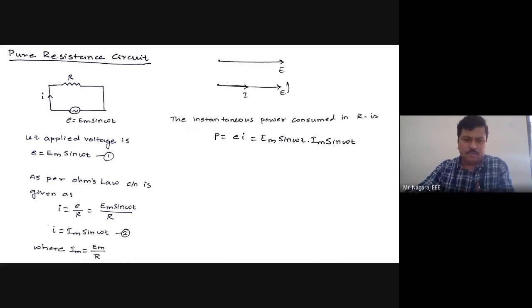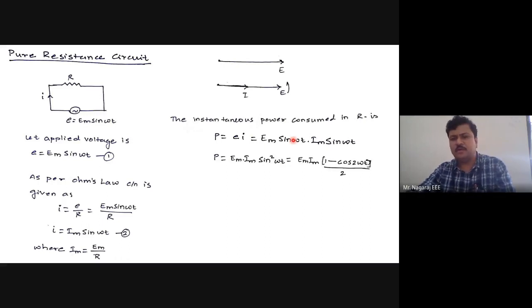So the instantaneous power is given by E into I, where E equals Em sin omega t, and I equals Im sin omega t. So I can write it as Em Im sin square omega t. But I have a formula for sin square omega t, that is (1 minus cos 2 omega t) by 2. So I will substitute sin square omega t equal to (1 minus cos 2 omega t) by 2, and I will open this bracket.